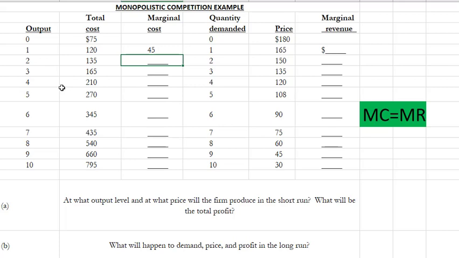You get it? Let's do another. At 1 unit of the good, your total cost is 120. You increase output to 2, so you just increase output by 1 and look at the change in your total cost. You move from 120 to 135, so your marginal cost would be 15. You get it? You see it? Go ahead, calculate these. I'll give you some time.